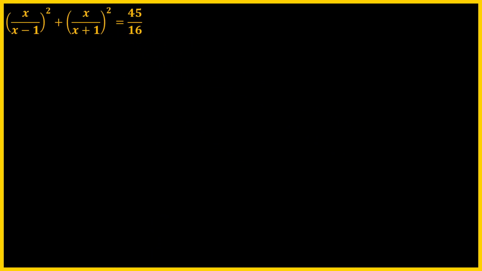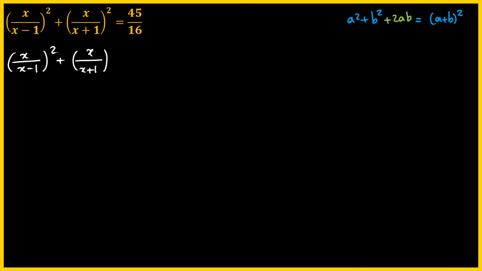First of all, notice that whenever we have something like a squared plus b squared, a sum of two squares, we would add 2ab so that the whole thing becomes (a+b) squared. We basically complete the square by adding 2ab. Now, if you look at the left-hand side of the equation, we have a sum of two squares: (x/(x-1))^2 + (x/(x+1))^2.